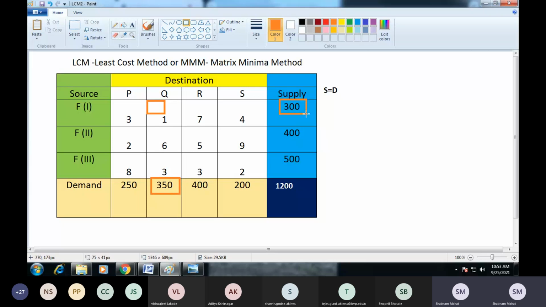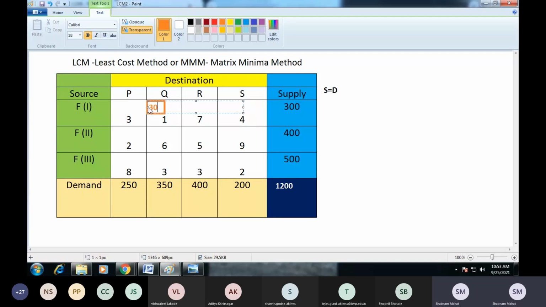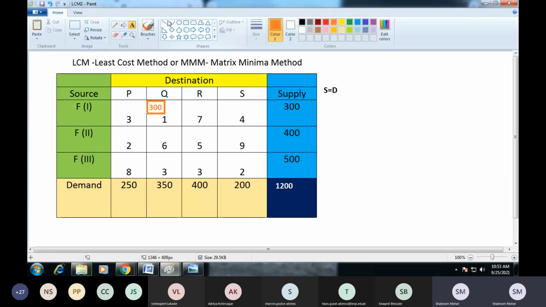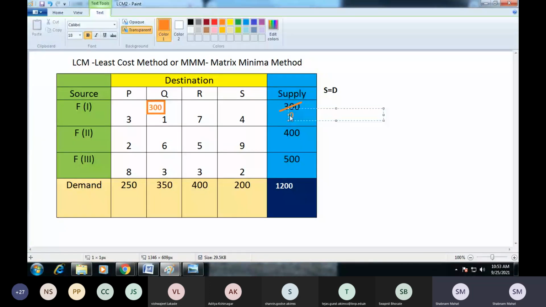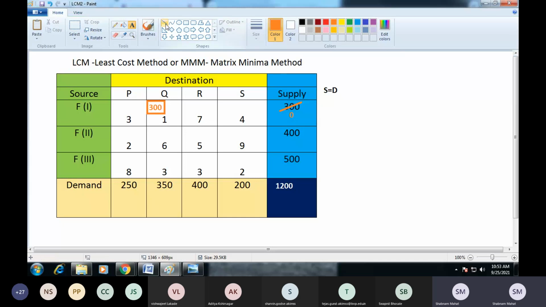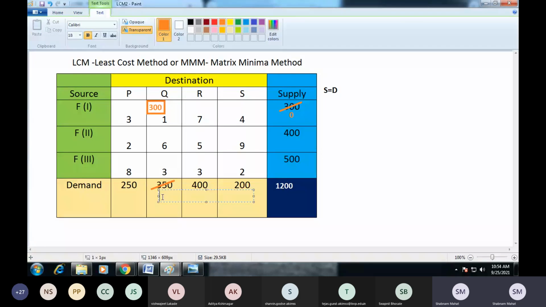So out of my 350 demand, I can provide a total of 300 units from factory 1. So supply is 300, which is the minimum, so I can provide the minimum value here, 300. Whenever I supply all 300 quantity from factory 1, we have to cancel all those units and the remaining value is equal to 300. At the same time, if I provide the total 300 supply, I fulfill it, so the remaining demand for this Q1 is 50.